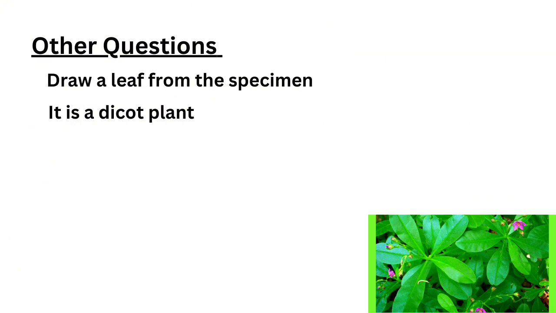You can be asked to draw a leaf from the specimen. So you pick out the leaf, draw, label. It has an entire margin. You can draw, label, and put your magnification. Very important, you also need to know that this plant is a dicot plant. So that's that for that specimen.